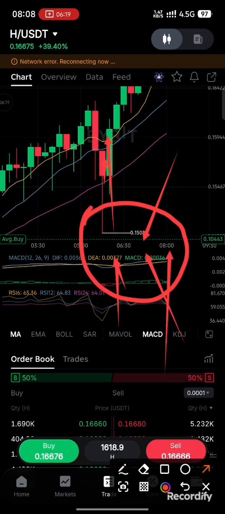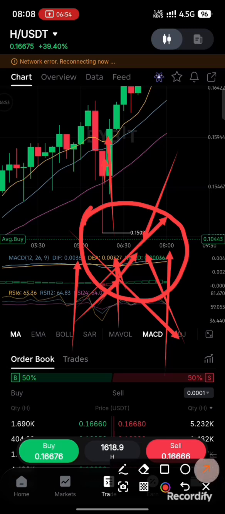All right, so each time you see the signal line crossing the MACD line downward, do not buy. It means the trade is about going down. And each time you see the MACD line crossing the signal line upward, you can dive in, because at this point you can make a reasonable profit when you trade with caution.